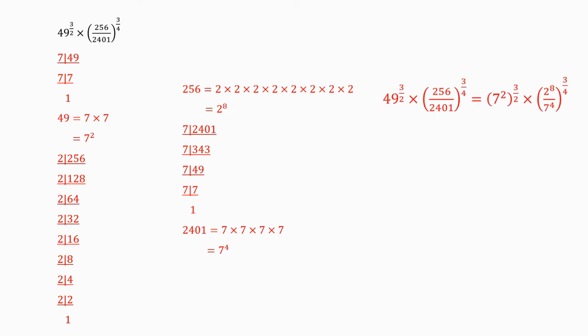So therefore, 49 raised to 3 over 2 times 256 over 2401 raised to 3 over 4 is the same as 7 raised to power 2 raised to 3 over 2 times 2 raised to power 8 over 7 raised to power 4, the whole of it raised to power 3 over 4. We open the brackets by multiplying the powers, and we obtain 7 raised to power 3 times 2 raised to power 6 over 7 raised to power 3. The 7 raised to power 3 cancels out, the 1 in the numerator and the denominator, and we are left with 2 raised to power 6. We rewrite it back as a whole number, that is 64.